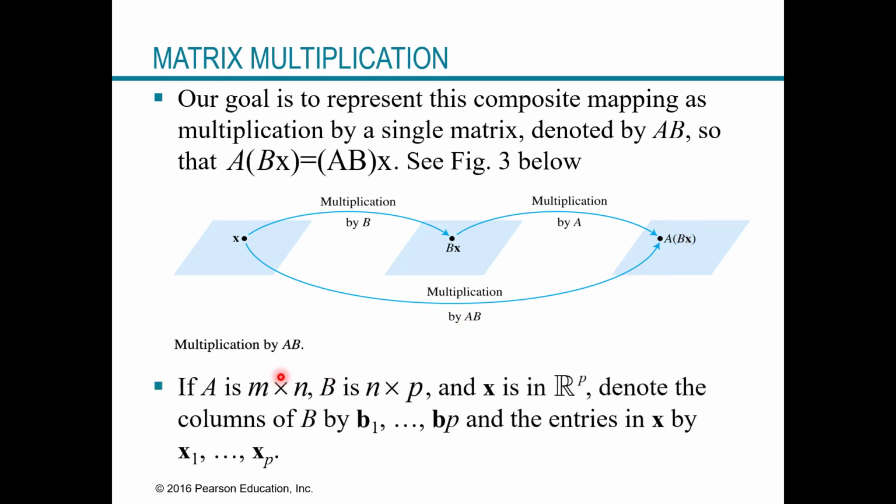And so if A is size n by n, B is size n by p, and X is in Rp. Now, real quick before I keep going, let me make sure you remember this. To multiply matrices, the columns of the first matrix have to match in terms of entries the rows in the second matrix. So notice that these match. The columns of A match the rows of B, so that we can go ahead and do this multiplication.